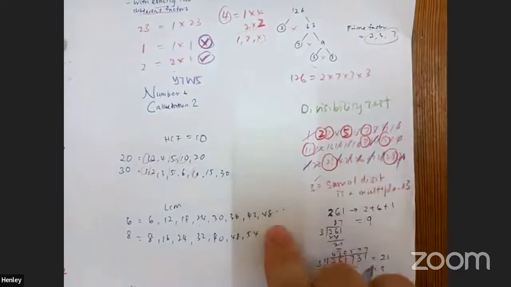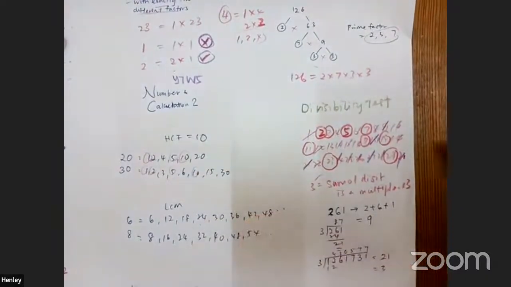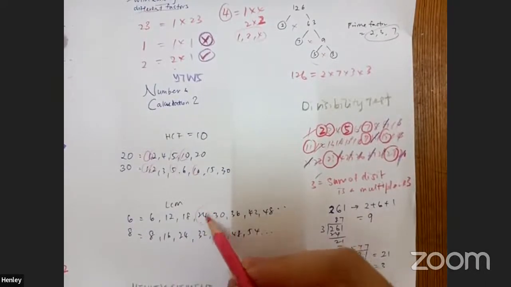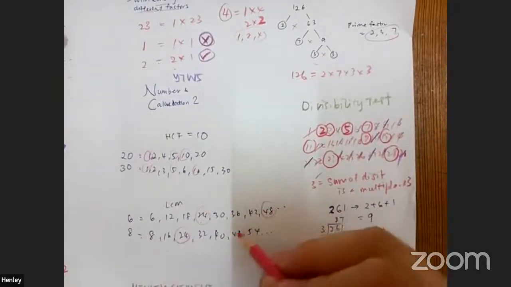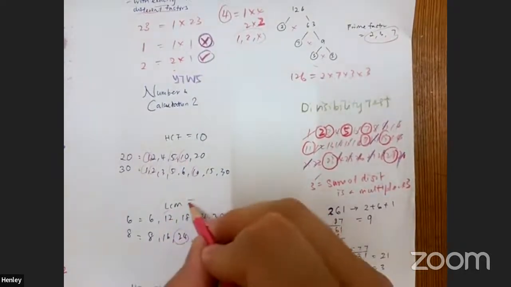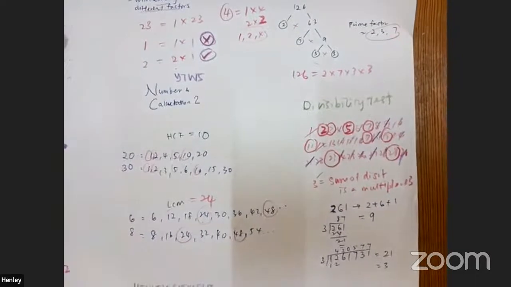Still continue for this one. This one is not continue, but this one is continue. So the common one will be which one? Yeah, 24 and 48. But we need the lowest one. So the answer will be 24.